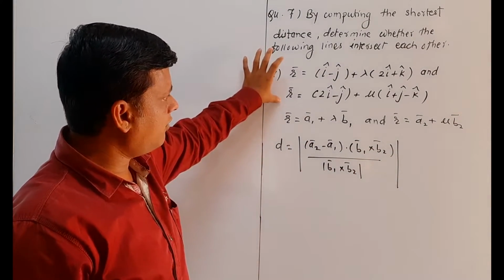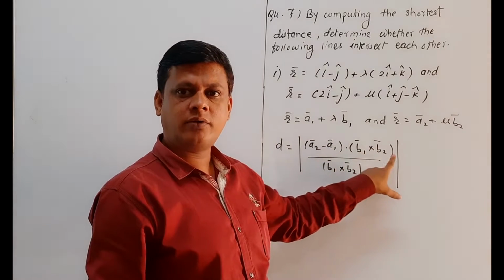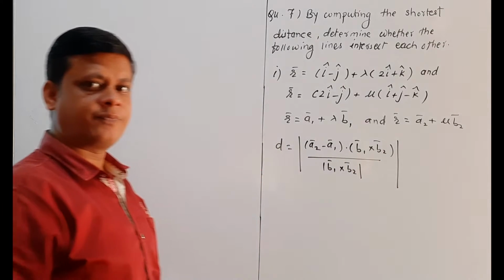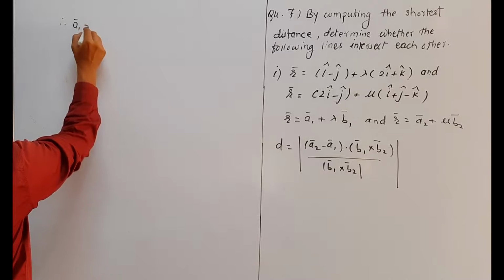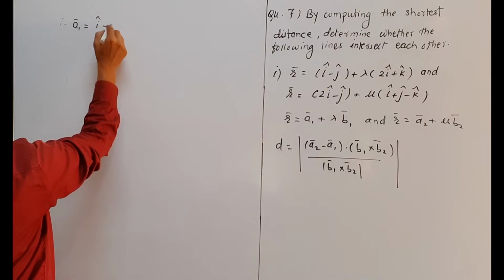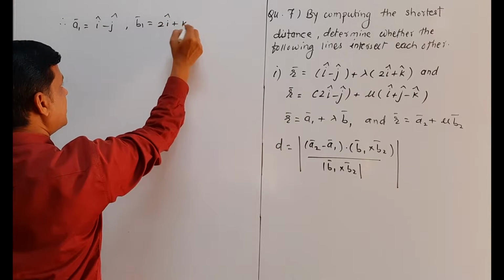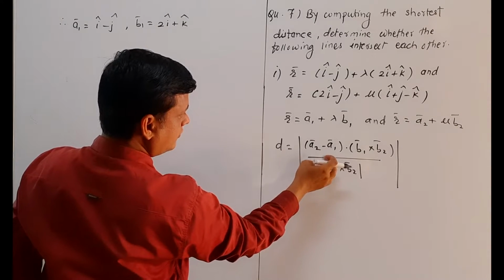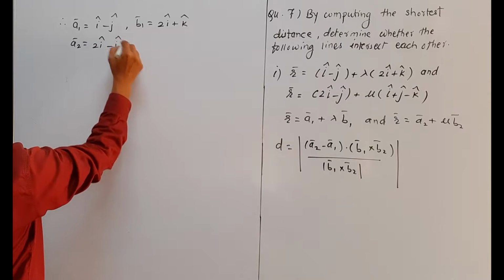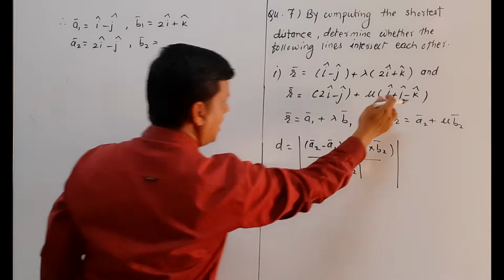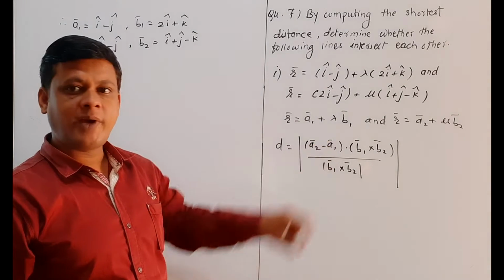So first we compare the given equations with these two equations and find the value of vector a2, vector a1, then vector b1, vector b2, and their cross product and difference first. So here vector a1 is I minus j, vector b1 equals 2i plus k, vector a2 is equal to 2i minus j, and vector b2 is equal to I plus j minus k.